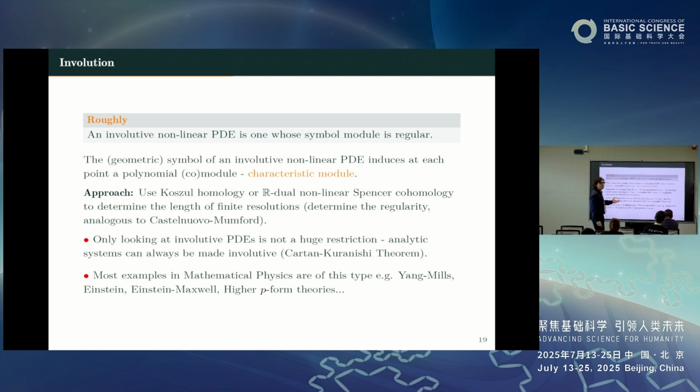Same thing in here. We don't want to look at all non-regular or non-involutive PDEs. We want to look at involutive PDEs. But this restriction is not a huge restriction because analytic systems can always be made involutive. And most examples in mathematical physics are of this type, of involutive differential equations. For example, solutions to Yang-Mills equations, Einstein's equations, Einstein-Maxwell equations, higher p-form theories, etc., etc.